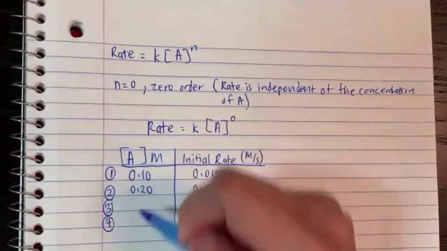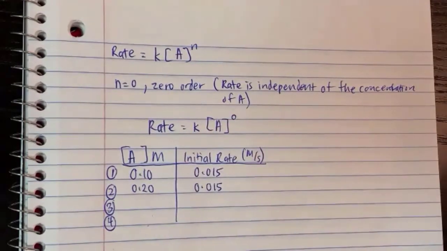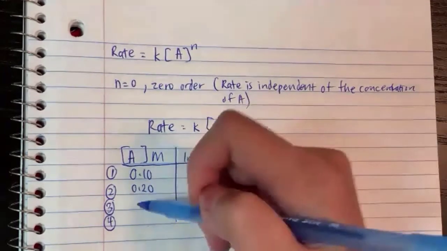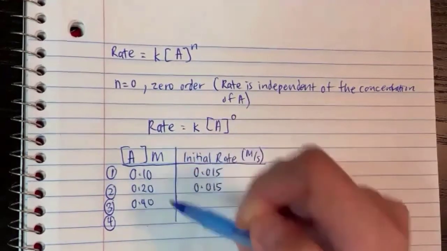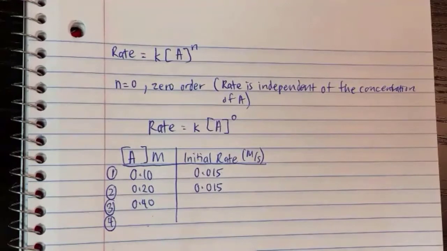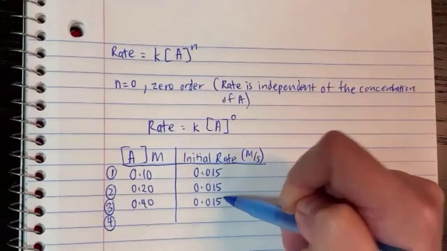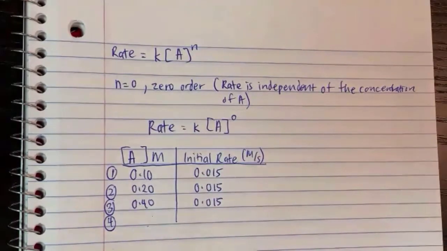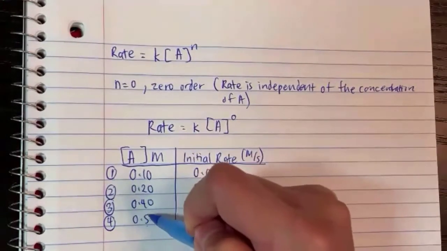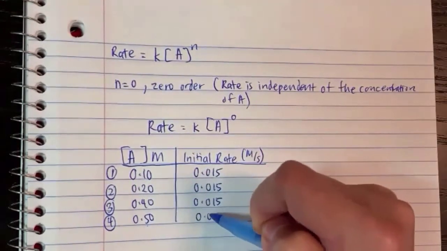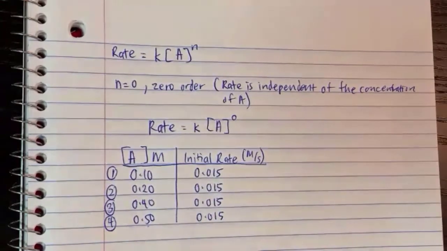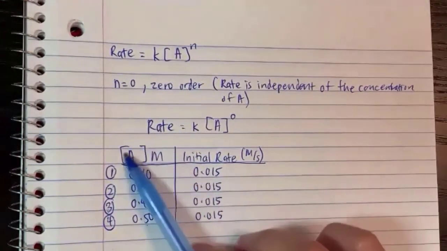So what if I said, let's double check this again. I'm going to double it again. Maybe I'll go to 0.4 this time. Do you think it's going to change the rate if it's zero order? No, it's not going to change. It's going to stay at 0.015. It won't change it. So you can do whatever number you want, and you'll see the rate is still 0.015, provided that this is the only reactant there.